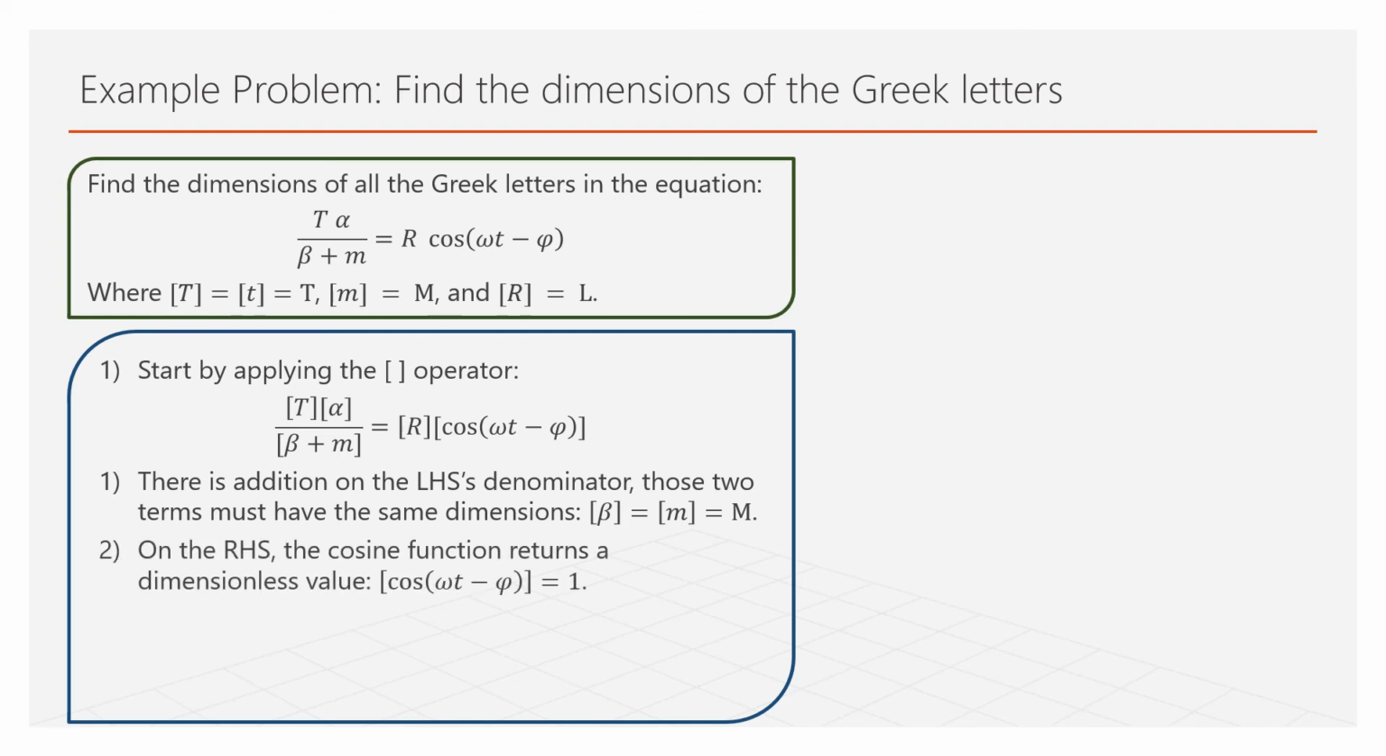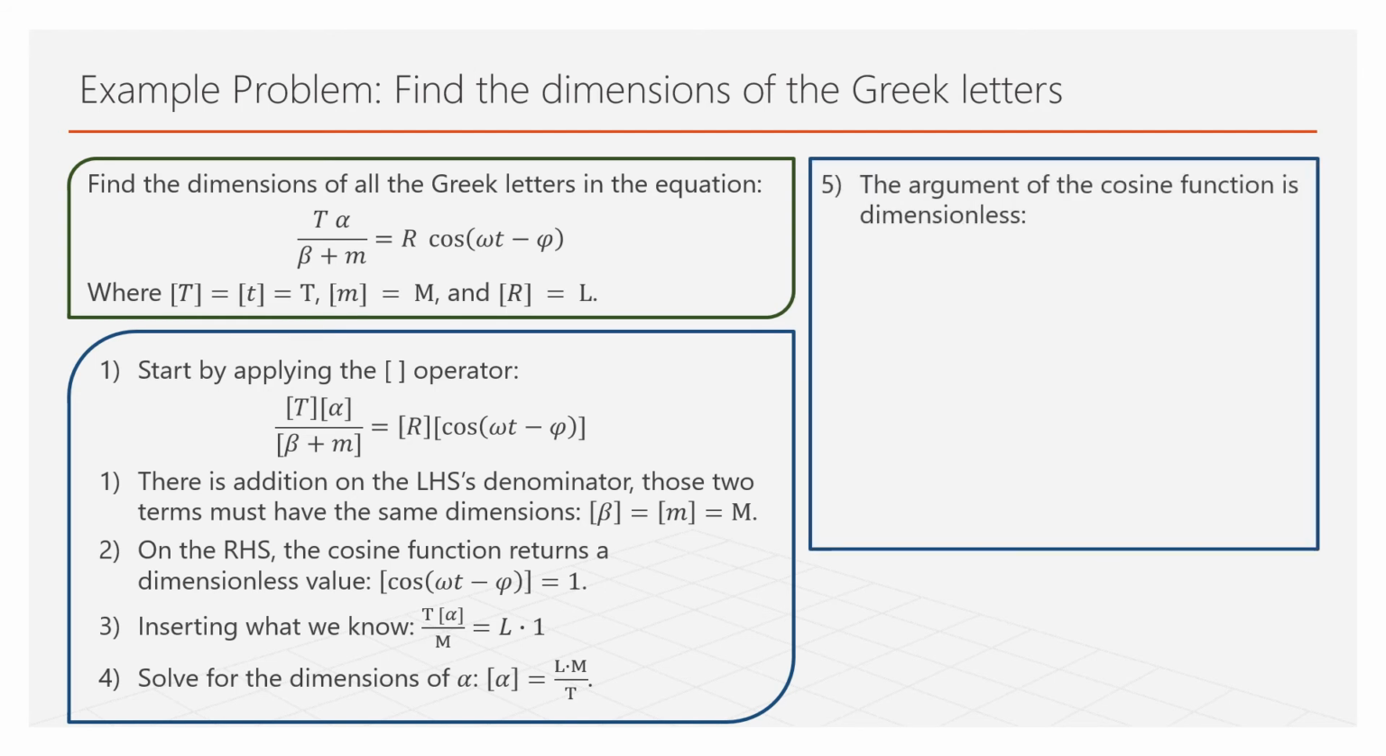On the right-hand side, the cosine function returns a dimensionless value, so the dimensions of the entire cosine function equals 1. We can then insert what we know, and we get that time multiplied by the dimensions of alpha divided by mass equals length times 1. Then solve for the dimensions of alpha, and we get that the dimensions of alpha equal length times mass divided by time.